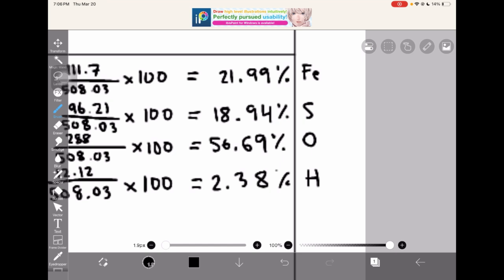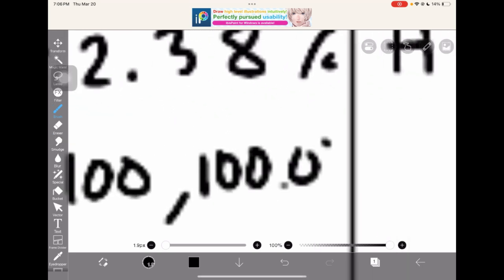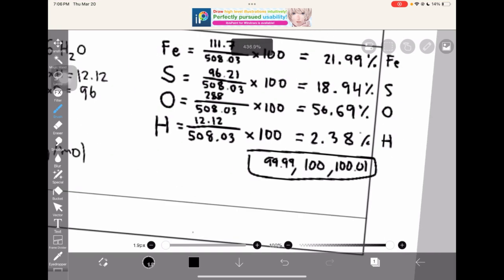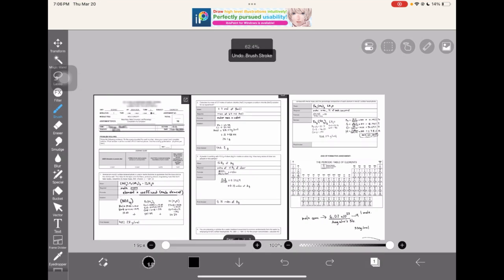So 21.99 plus 18.94 plus 56.69 plus 2.38. So if you get 100, so the acceptable answers are 100, 100.01, or 99.99. So these are all acceptable. But yeah, this is your final answer, and this is your molar mass. And that's it. That's the percentage of compound and the mole concept. Once again, another almost clean swoop for another unit. So let's go on to the next one, and it's even more calculations, unfortunately.